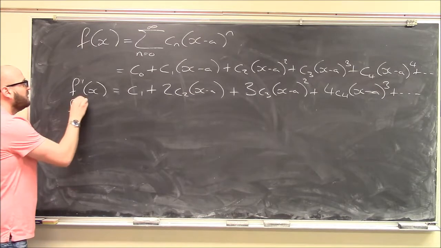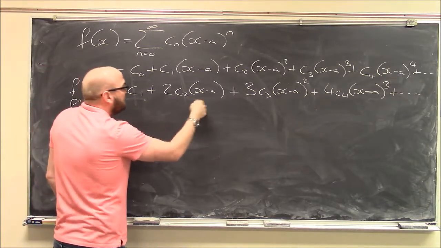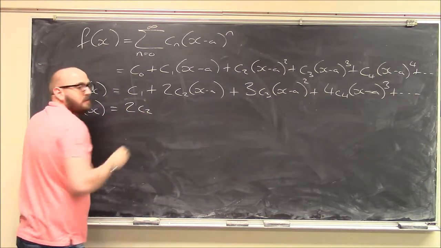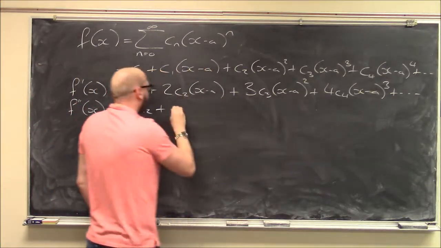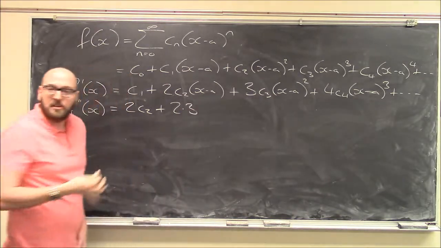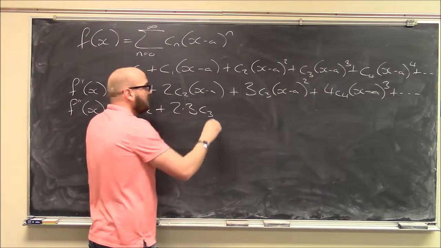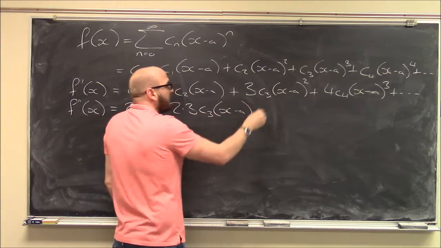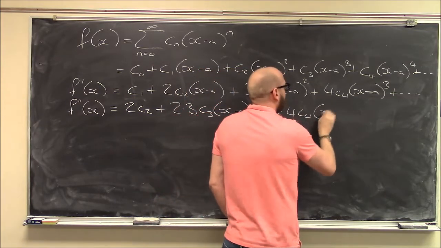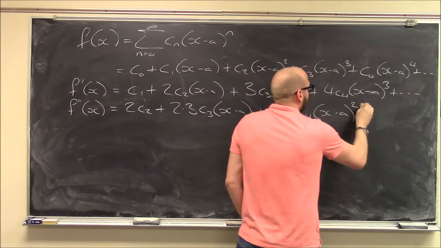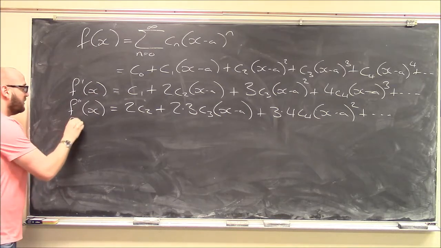Let's keep going. Let's do the second derivative. Derivative of c1, 0. Derivative of 2c2 times x minus a is just 2c2. Now, derivative of this expression, 2 times 3, which I'm going to write as 2 times 3, not 6. So we can start to develop patterns here. Times c3 times x minus a to the power of 1, plus 3 times 4 times c4 times x minus a squared, and so on. I'm going to keep going. We'll just do this one more time.